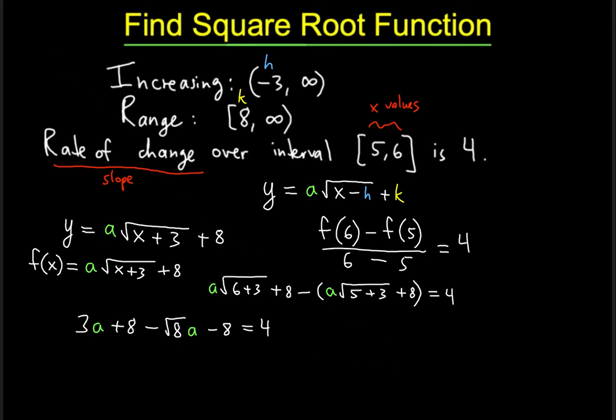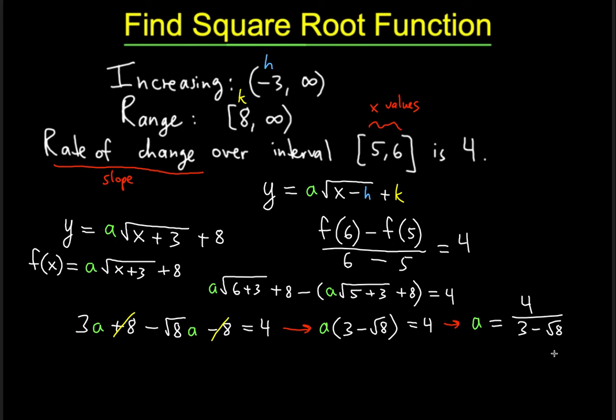All right? So as you can see, the 8's cancel out here because 8 minus 8 is 0. So you can actually factor out the a, because it's common to these two terms. Inside, I'm going to put 3 minus radical 8. 3 minus radical 8 is equal to 4. So as a result, dividing both sides by 3 minus radical 8 will solve for your a. So your a value is 4 over 3 minus radical 8.